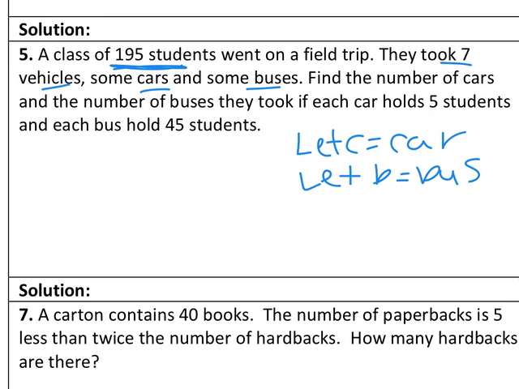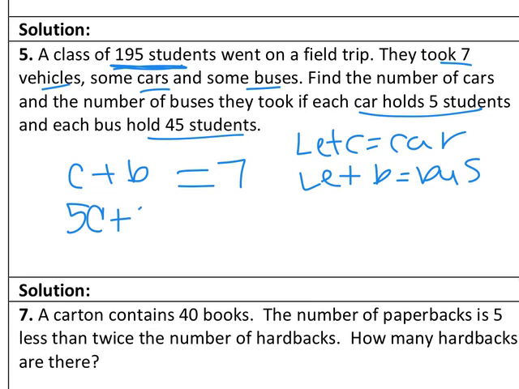Okay, they took 7 vehicles. So I know they took some cars and some buses. Find the number of cars and the number of buses, if each car holds 5 students and each bus holds 45 students. So we're going to go with 5C plus 45B, and they hold a total of 195 students. So there's your two equations on that one.